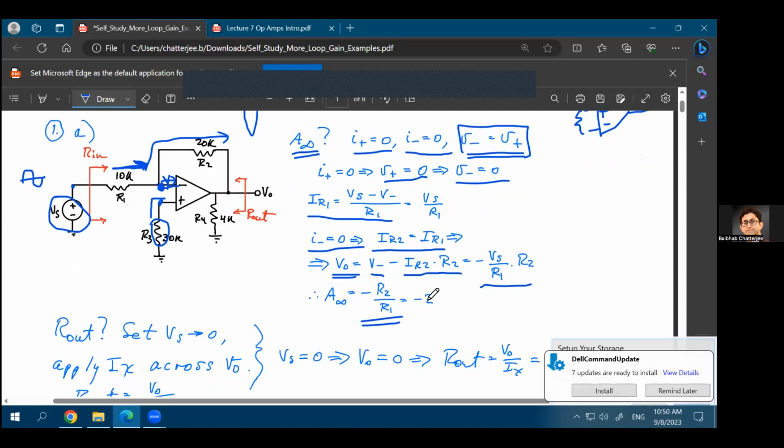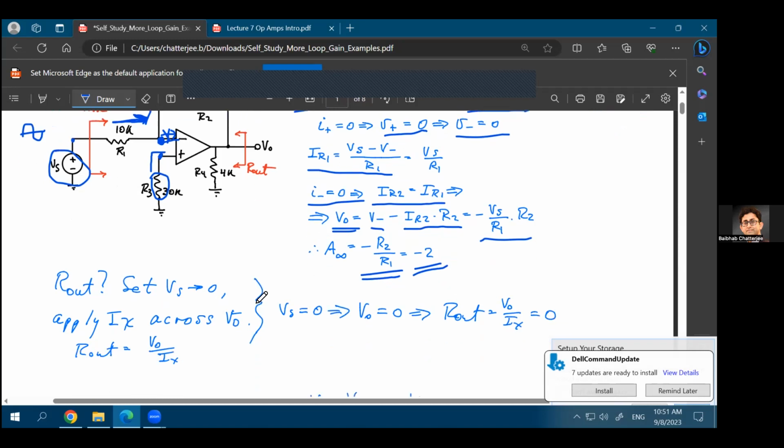So this has a gain of -2. And that is your A infinity, because in this calculation, you assume that the op-amp is ideal. And for an ideal op-amp, whatever gain you get is A infinity. So even though the op-amp has had infinite gain, this circuit has a gain of -2. The op-amp had gain of infinity, but the circuit had a gain of -2 because the ratio of this R2 resistance and R1 resistance is just 2.